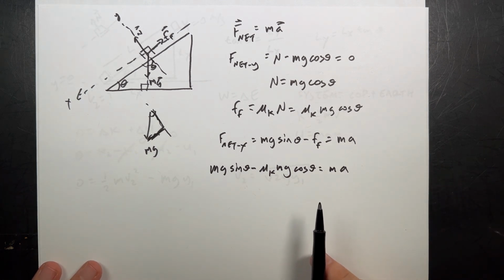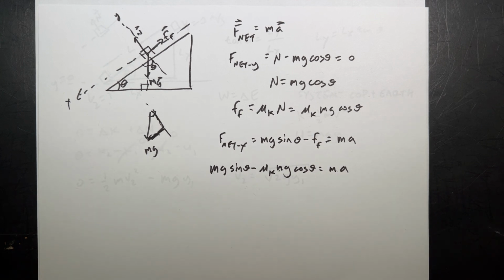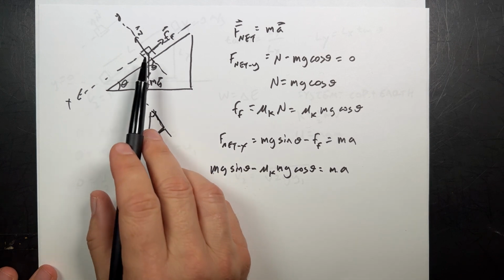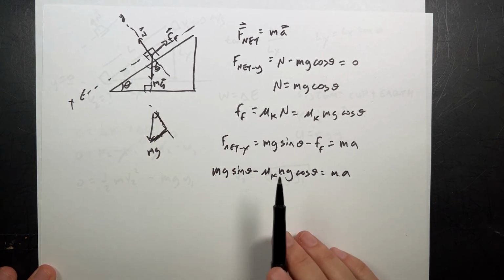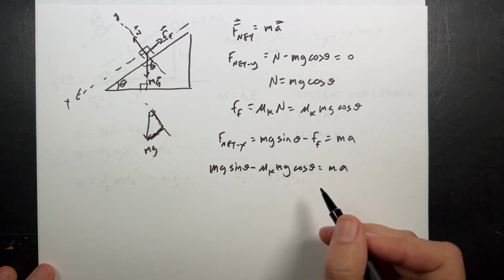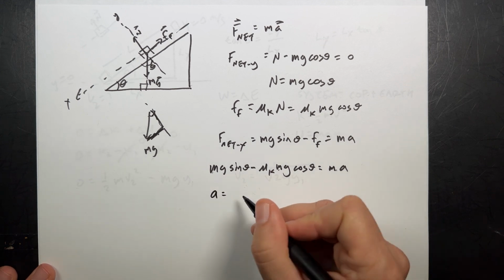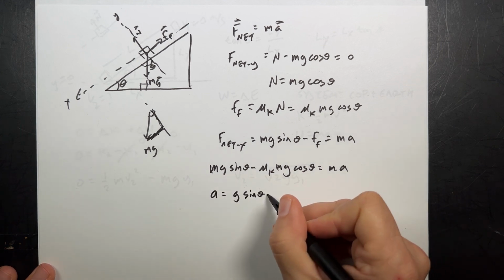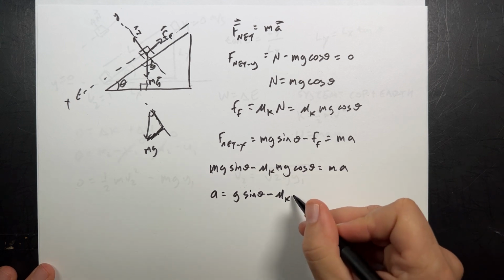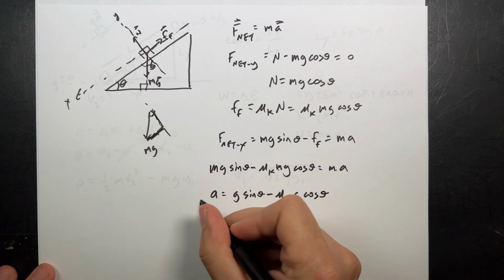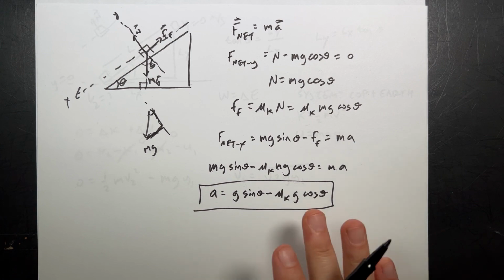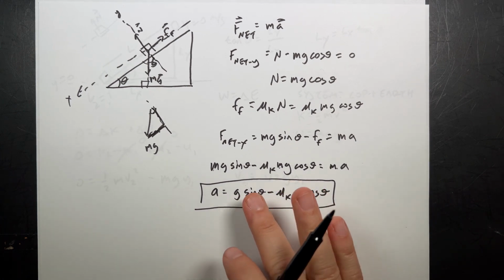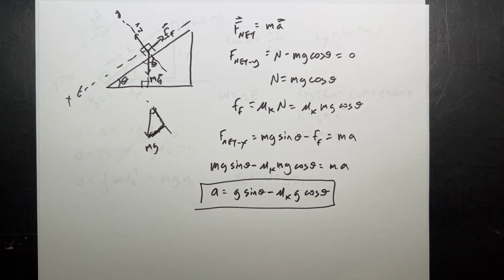Notice something awesomely important here. Mass, mass, mass. The mass cancels. So it doesn't matter if it is a full-grown adult or a child; they should have the same speed. It does depend on the coefficient of friction, though. Cancel, cancel, cancel. I get an expression for a. a is g sine theta minus mu k, the coefficient of friction, g cosine theta. And you'll notice that if the coefficient of friction is 0, that term drops out. I get g sine theta, which is the acceleration of a block down a frictionless plane, so that's nice.